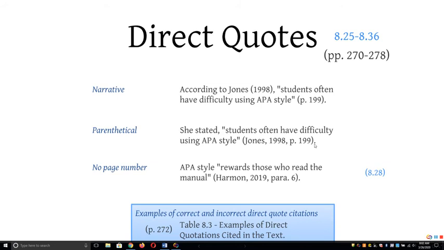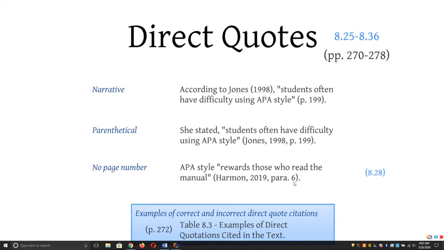Now, sometimes we don't have page numbers. If you're ever looking at a website, sometimes ebooks don't have page numbers. If we are using a direct quote, we still need to indicate to our reader where we got that from. So this would be the same whether it be narrative or parenthetical. We need to include the author, the date, and then instead of the page number, we include the paragraph number. We indicate this by putting para, period, and then we actually count down the number of paragraphs so that our reader can go and find that individual paragraph.